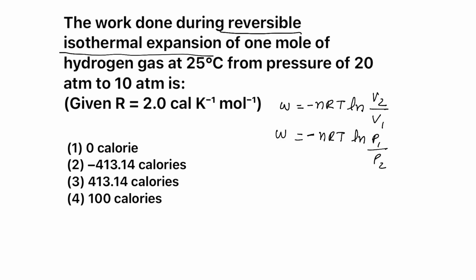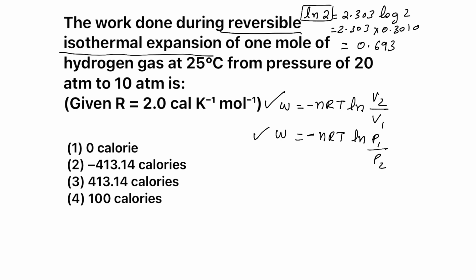If the question is based on pressure, you can use the second equation. If the question is based on volume, you can use the first. Remember, you have only 1 minute. So when you see reversible isothermal expansion, directly go and write this equation. Also, learn the log 2 value by heart. 2.303 into log 2 is 0.3010, and the final answer you should remember is 0.693. So when you see log 2 or ln 2, directly write 0.693. It will definitely help you. Now direct substitution.